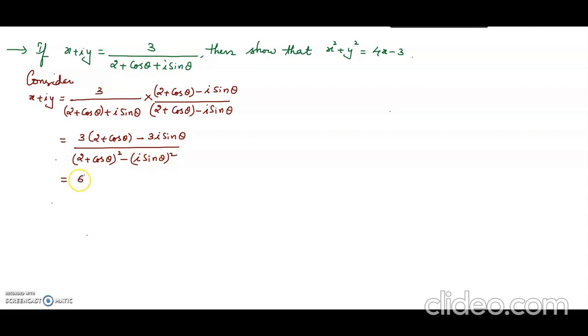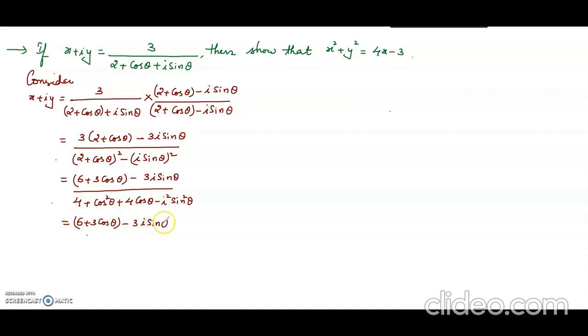So 3 into 2 is 6, 3 into cos theta is 3 cos theta, this is your real term, minus 3 into i sin theta. By the denominator, let us expand using a plus b whole square. a square is 2 square, b square is cos square theta, 2ab is 2 into 2 cos theta, that is 4 cos theta, minus iota square into sin square theta. So we can write 6 plus 3 cos theta minus 3i sin theta by 4 plus cos square theta plus 4 cos theta.